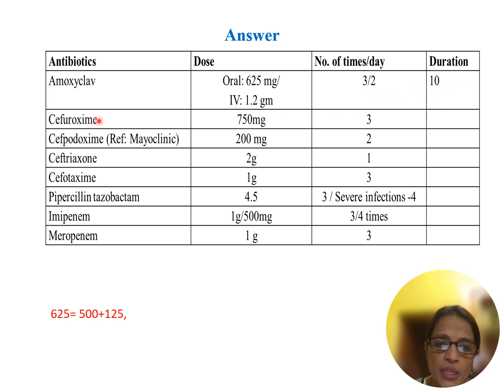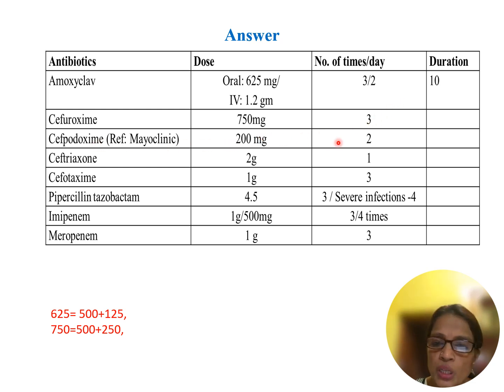Now cefuroxime, which is a second generation cephalosporin. It's given at a dose of 750 milligram. Let us see how we represent 750. Very simple. 750 will be 500 plus 250 given 3 times a day.